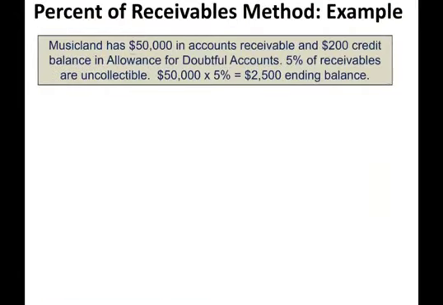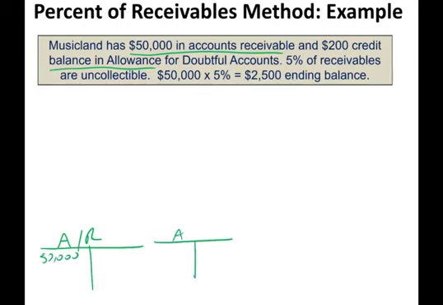Let's assume Musicland has $50,000 in receivable and a 200 credit balance. Now here's what I need to tell you. In the problem, if they just say a 200 balance, you assume it's a credit balance, because the allowance will have a credit balance. If it's a debit, they will specify it's a debit. What does that mean? You're looking at a company with accounts receivable of $50,000 and a current ADA of 200. It means the prior year they overestimated by 200.